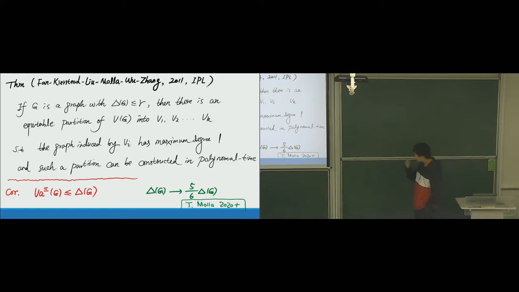And recently, Molla told me that Kim could reduce this upper bound from delta to 5 over 6 delta, but I didn't see his proof. Maybe he didn't finish it, I think. He just told me. He will come here, I think, in July. So I don't know how to prove this result.